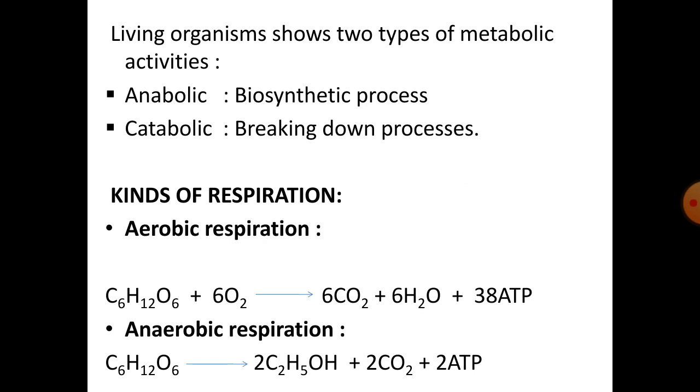Next, there are kinds of respiration. There are two main kinds. One is aerobic respiration, that means production of energy in presence of oxygen. When glucose gets converted in presence of oxygen to carbon dioxide, water and energy, a lot of energy is produced in this case. So C6H12O6 plus 6O2 gives 6CO2 plus 6H2O plus 38 ATP.